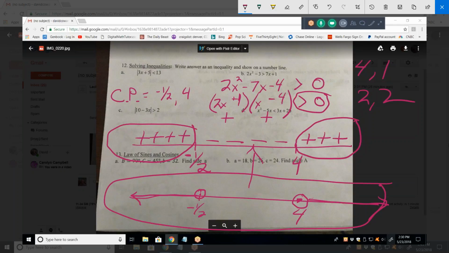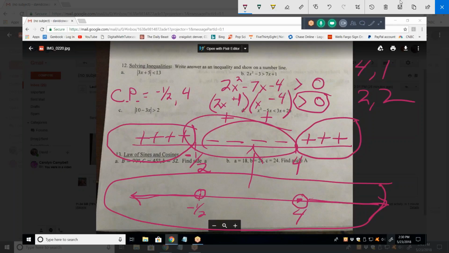Sometimes you'll have a less than 0. So the solution set that you're looking for is your negative signs, not your positive signs. Okay? So that's the way you handle inequalities that involve a quadratic.